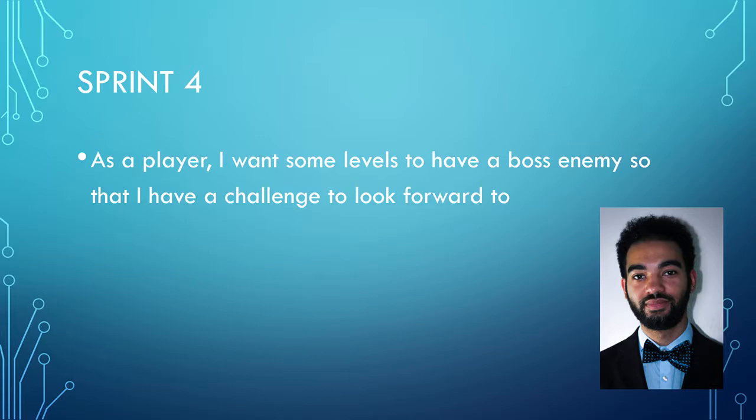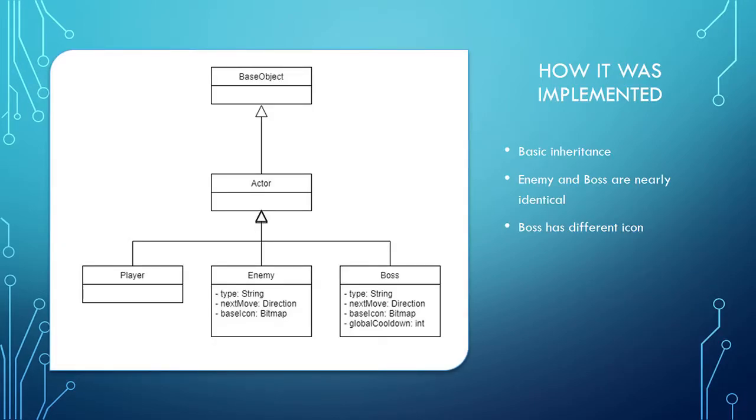For Sprint 4, my user story was, as a player, I want some levels to have a boss enemy so that I have a challenge to look forward to. For this user story, I went from items to working on enemies, and there was already a basic hierarchy for the enemies, so I'm only going to include stuff that's relevant to what I worked on.